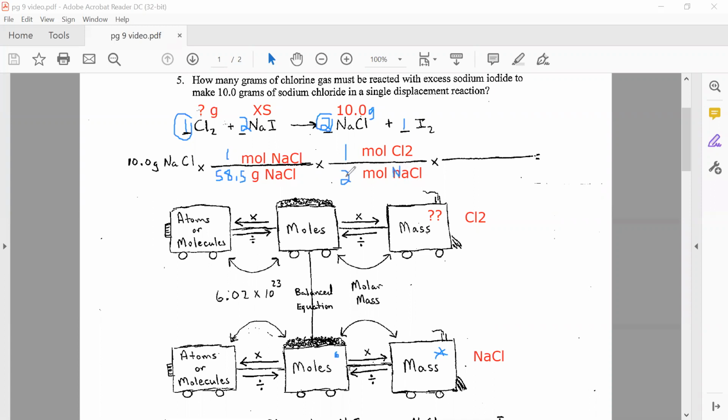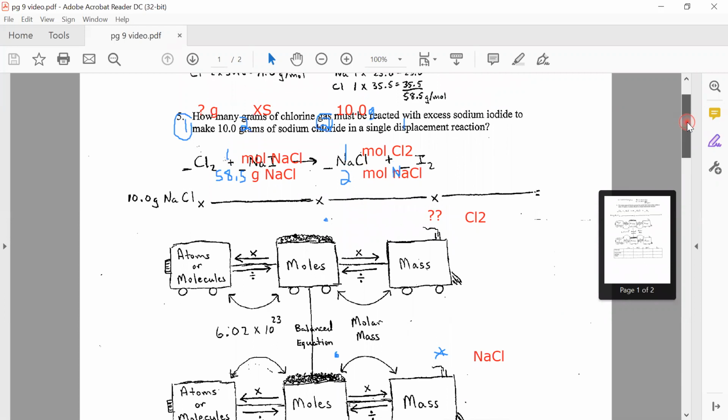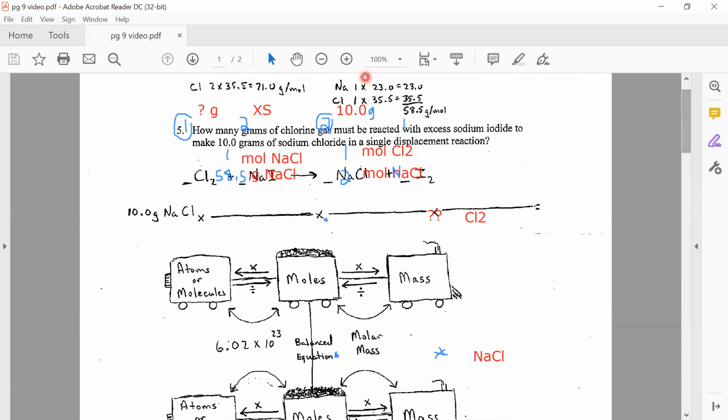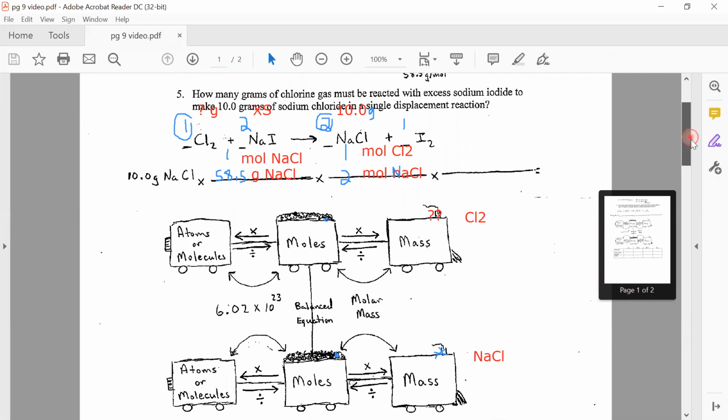Okay, so now we've gone from here to here. We've done this step right now. We've gone through the balanced equation to get to moles. The last step is to go through the molar mass. What is the molar mass of NaCl? I pre-did that. 1 Na is 23. 1 Cl is 35.5. I add them, I get 58.5 for my molar mass.